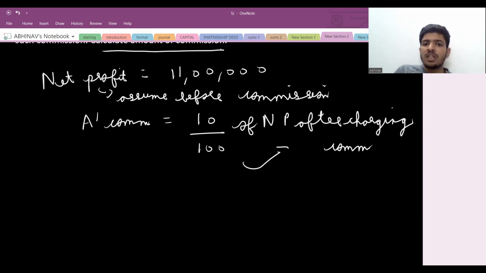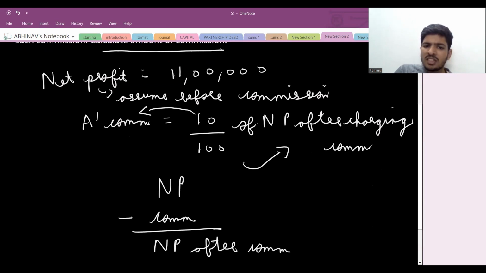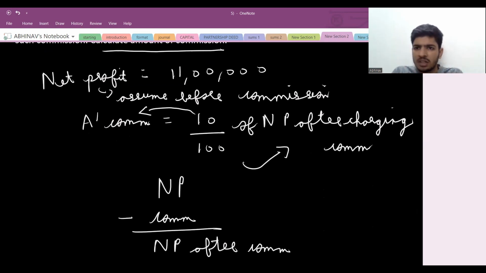If net profit after charging commission is 100, and before it is 110, then A's commission is 10 rupees. We already know that net profit minus commission is net profit after commission. That's what it means, right? Once we subtract commission from net profit, it's net profit after charging commission. So here we know that 100 is net profit after charging commission, and A's commission is 10 rupees.